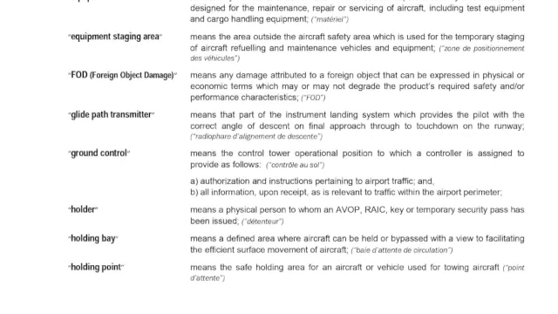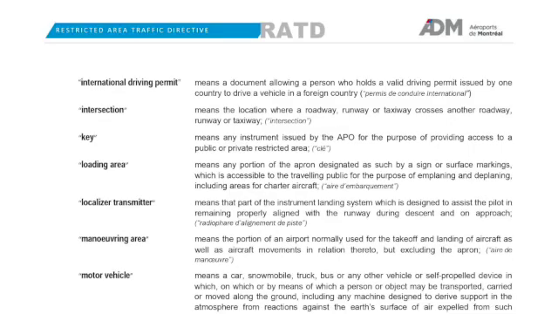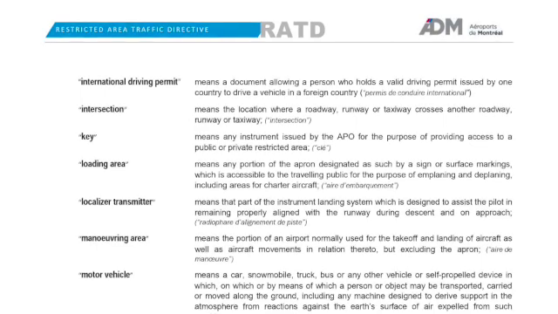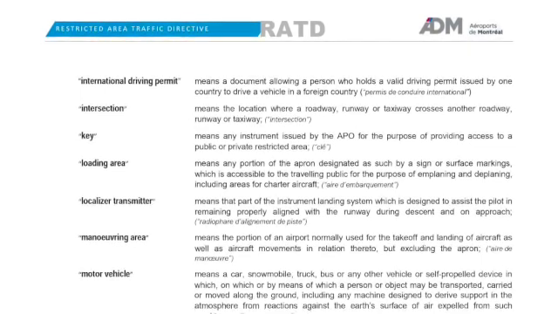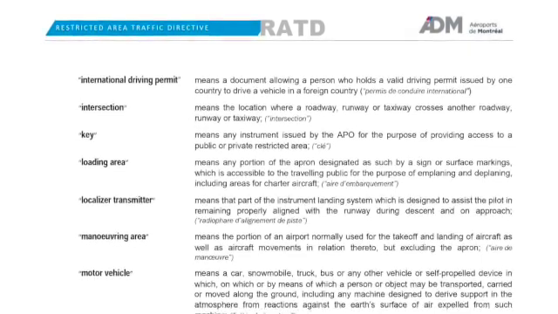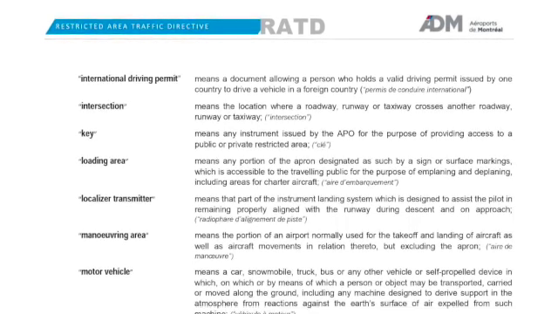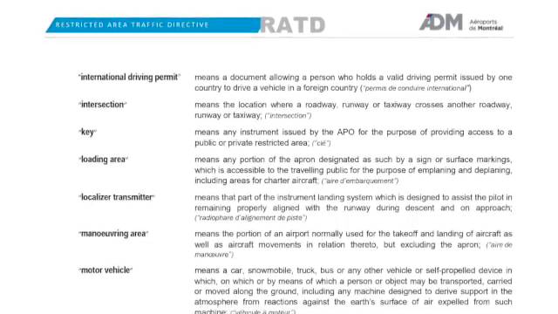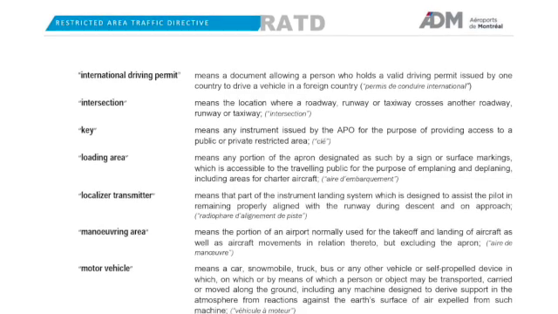Holding point means the safe holding area for an aircraft or vehicle used for towing aircraft. International driving permit means a document allowing a person who holds a valid driving permit issued by one country to drive a vehicle in a foreign country. Intersection means the location where a roadway, runway, or taxiway crosses another roadway, runway or taxiway.